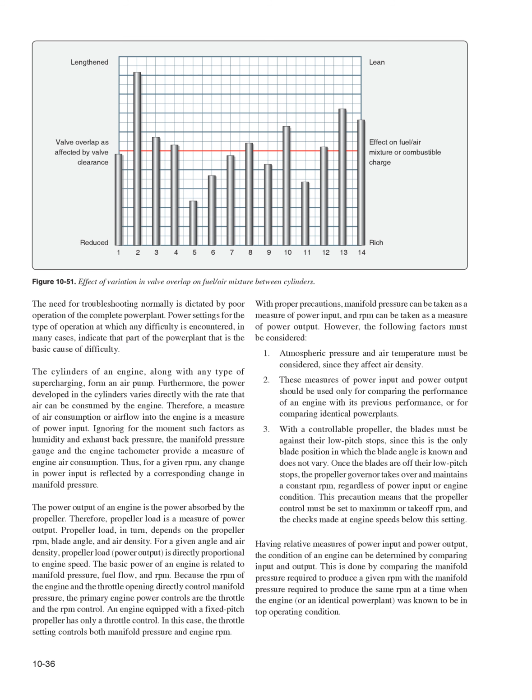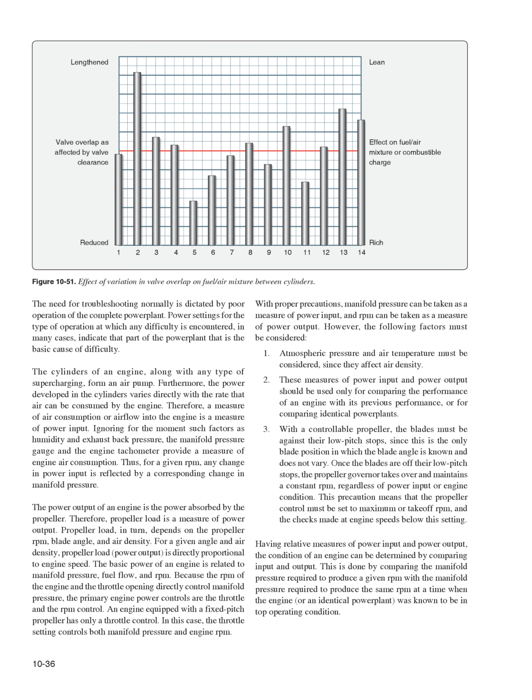3. With a controllable propeller, the blades must be against their low pitch stops, since this is the only blade position in which the blade angle is known and does not vary. Once the blades are off their low pitch stops, the propeller governor takes over and maintains a constant RPM, regardless of power input or engine condition. This precaution means that the propeller control must be set to maximum or takeoff RPM, and the checks made at engine speeds below this setting. Having relative measures of power input and power output, the condition of an engine can be determined by comparing input and output.